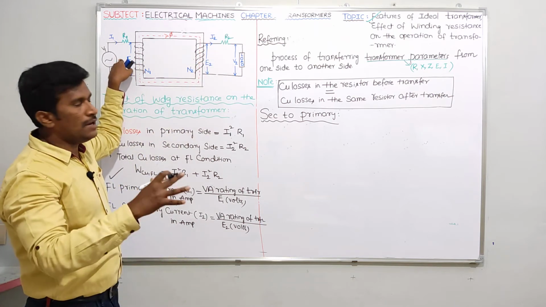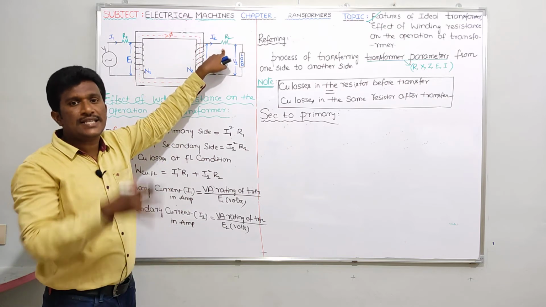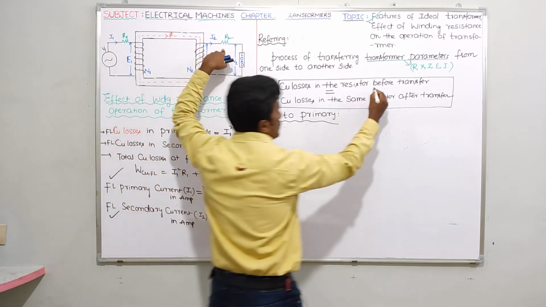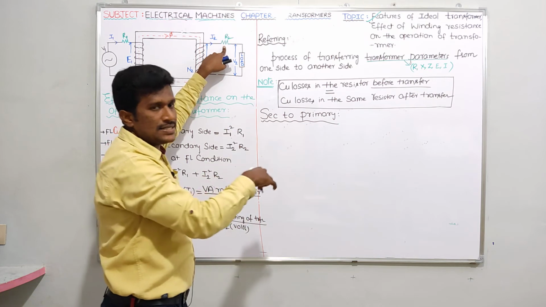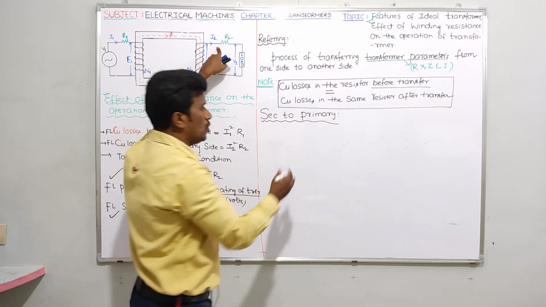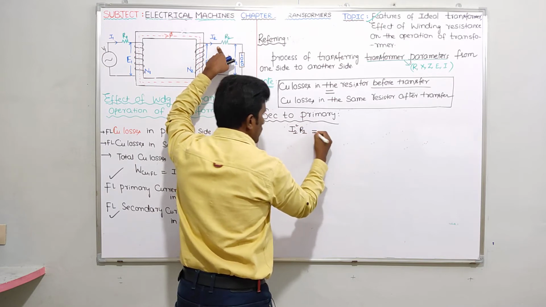Tell me, before referring, where is R2? R2 is present in the secondary. Tell me, before transfer, what is the copper loss in R2? It is the secondary side. What is the current flowing in the secondary side? I2. So I2 square R2 is equal to.